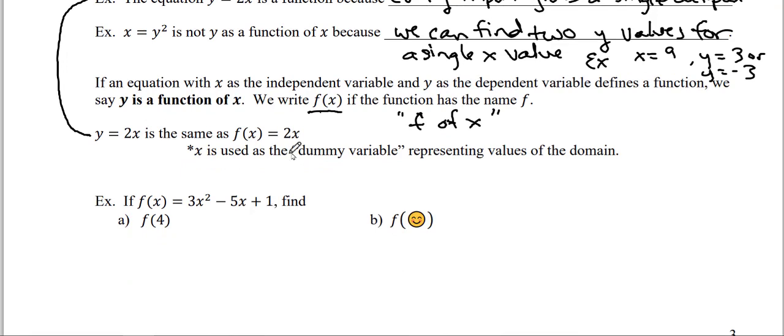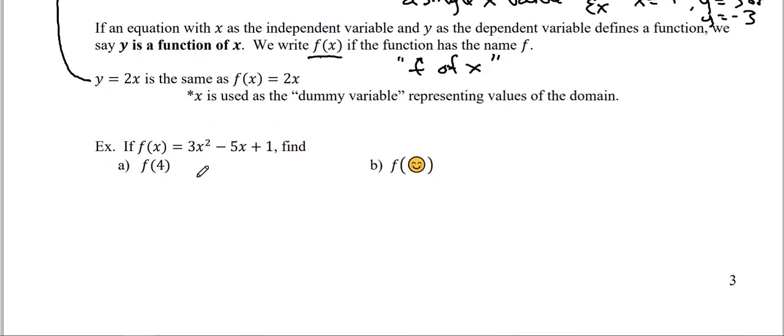This particular function has the name f, but it could have a different name. It could have the name T if it's representing temperature, or P if it's representing pressure in a physics problem. It's just whatever name you give it, just like I have a name or you have a name. The x here is like a dummy variable that we're using to represent values of the domain. Let me give you an example of how we're going to use this.